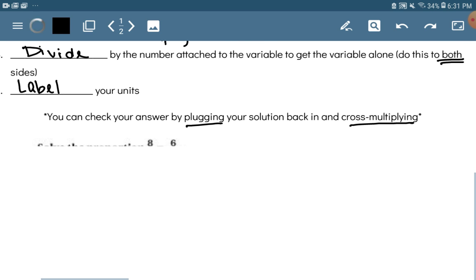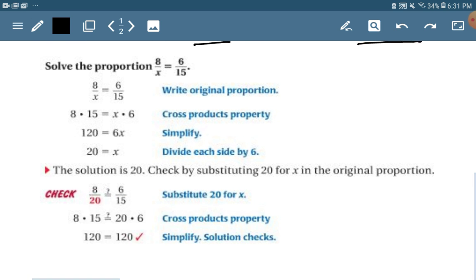So here's kind of all of that process shown to you in a picture. We've got the proportion 8 over x equals 6 over 15. And the very first step is we are going to find our cross products. So 8 times 15 and x times 6. 8 times 15 gives us 120, and x times 6 gives us 6x. Since we don't know the value of x, we cannot make one up. We've just got to continue using x.